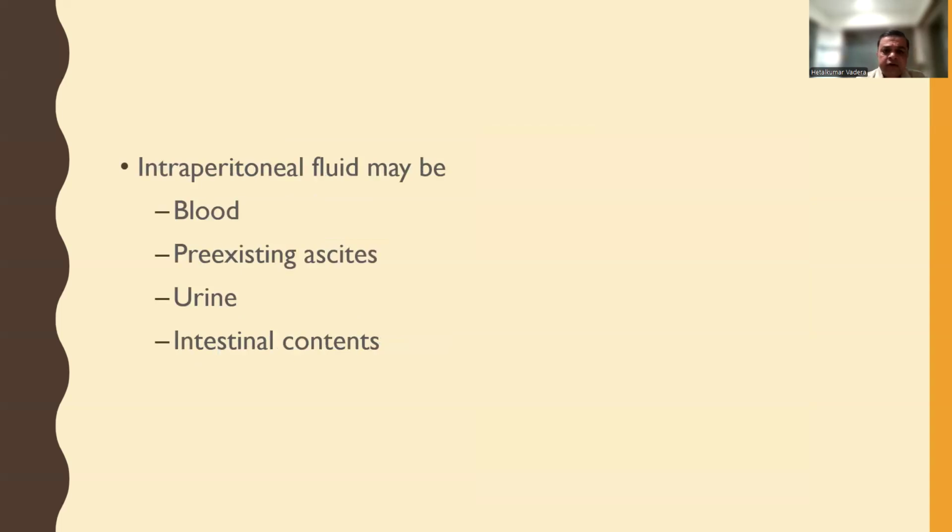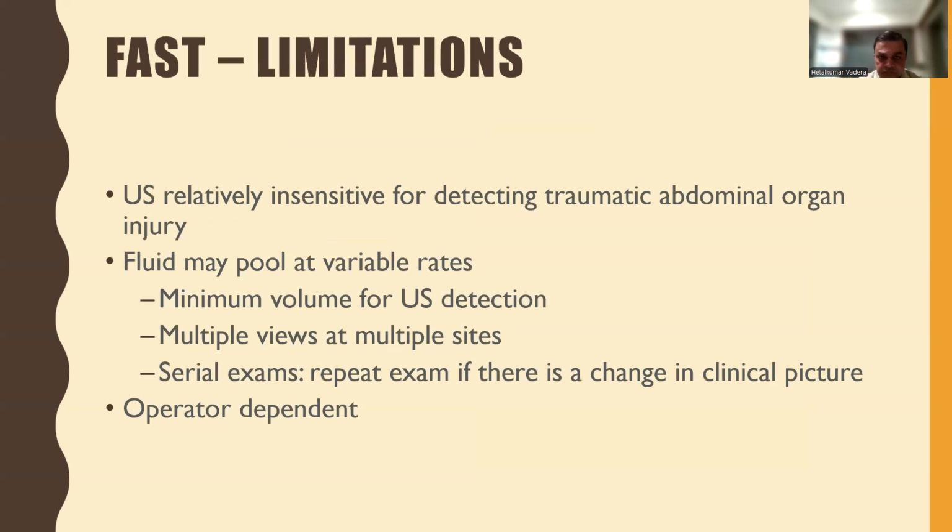But as I said, intraperitoneal fluid may be blood, pre-existing ascites, urine, or intestinal contents. So we cannot differentiate with FAST, but you can detect it. So that is the limitation of FAST, and another limitation is that US is relatively insensitive for detecting traumatic abdominal organ injury. So which organ is specifically injured, it is difficult to diagnose.